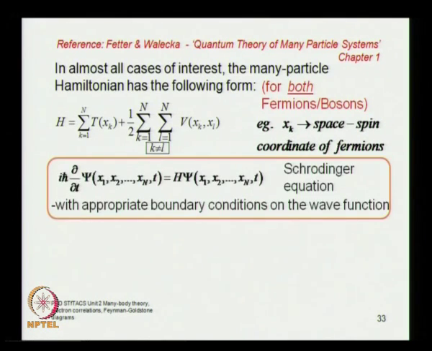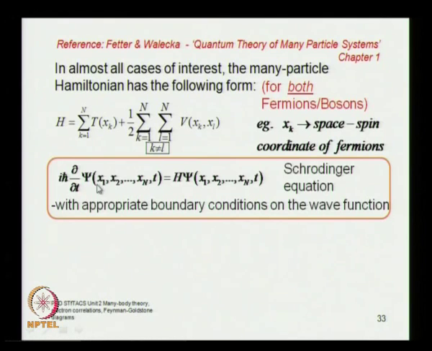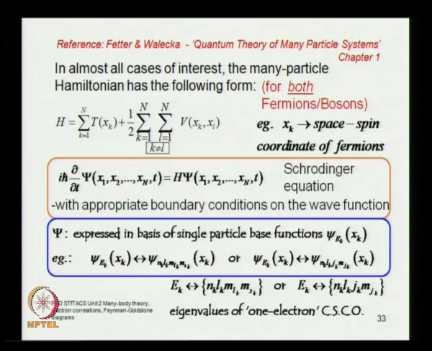Now the Schrodinger equation for this system would be a function of these n coordinates. Each of these x1, x2 up to xn is actually a set of 4 coordinates. So there are 4n coordinates, right, 3 space coordinates and 1 spin coordinate for each particle. They are collectively written as x1. So there are these n coordinates and there is also a time dependence. So this is the Schrodinger equation, and you need to solve this subject to whatever boundary conditions are appropriate for the physical situation under consideration.